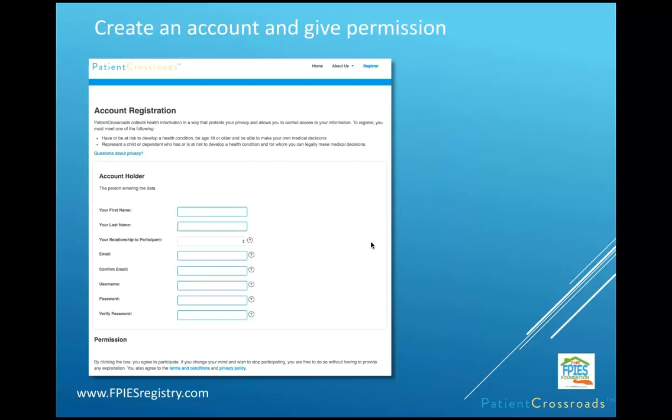First step in the program is to create an account. We need to understand who it is that's registering. In this particular community, it's often going to be a parent registering a child. So we need to understand who it is that actually is registering and representing the particular patient on their behalf, and have the ability to reach back out to you and provide the proper consent so that we may share your information with researchers or not, as you wish.